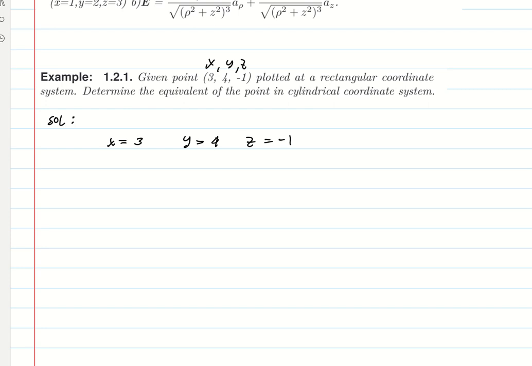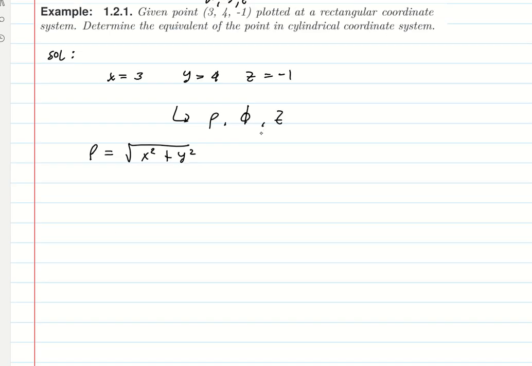From our previous discussion, we derived the formulas for converting from rectangular to cylindrical. These are the unknowns: rho, phi, and z. For rho, the formula is the square root of x squared plus y squared, where x is 3 and y is 4. So rho is the square root of 3 squared plus 4 squared, which is the square root of 9 plus 16, that's the square root of 25, so rho is 5.